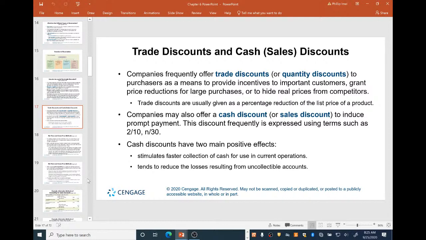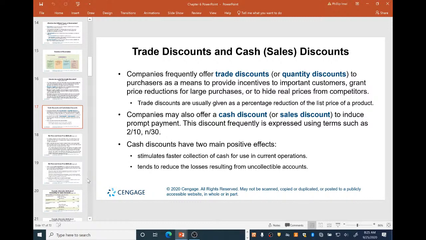Okay, trade discounts and cash sales discounts. It says here companies frequently offer trade discounts or quantity discounts, and this is once again just to incentivize our trade partners to buy from us as opposed to our competitors. So we're going to give them a discount on a bulk purchase, or maybe we just give them an overall discount. Once again, that's to incentivize customers, and also it could be used as a means of hiding whatever our cost is or whatever our true price is from competitors, so they can't benchmark off of us as easily, and it helps maintain our competitive advantage.